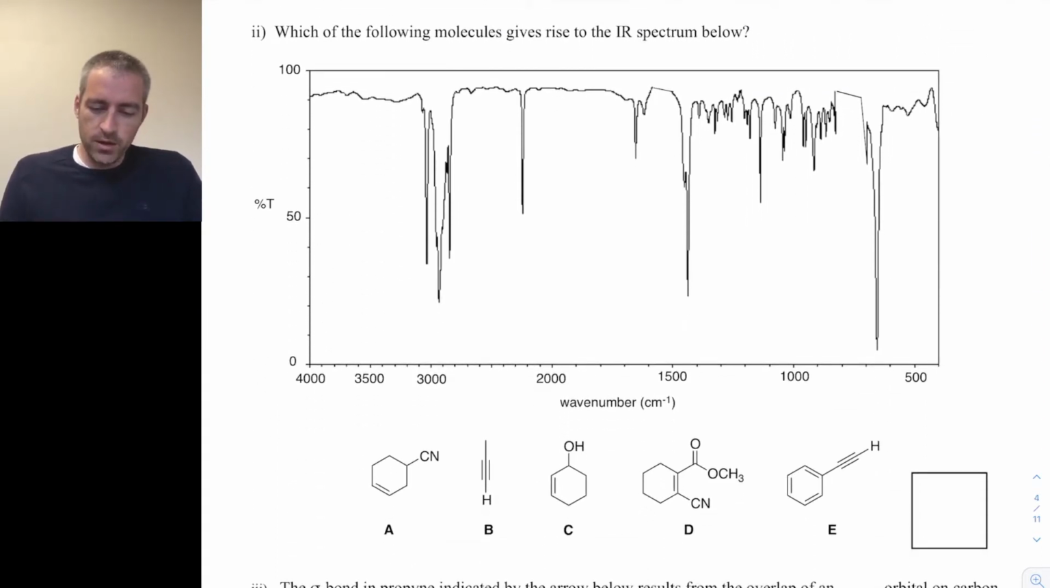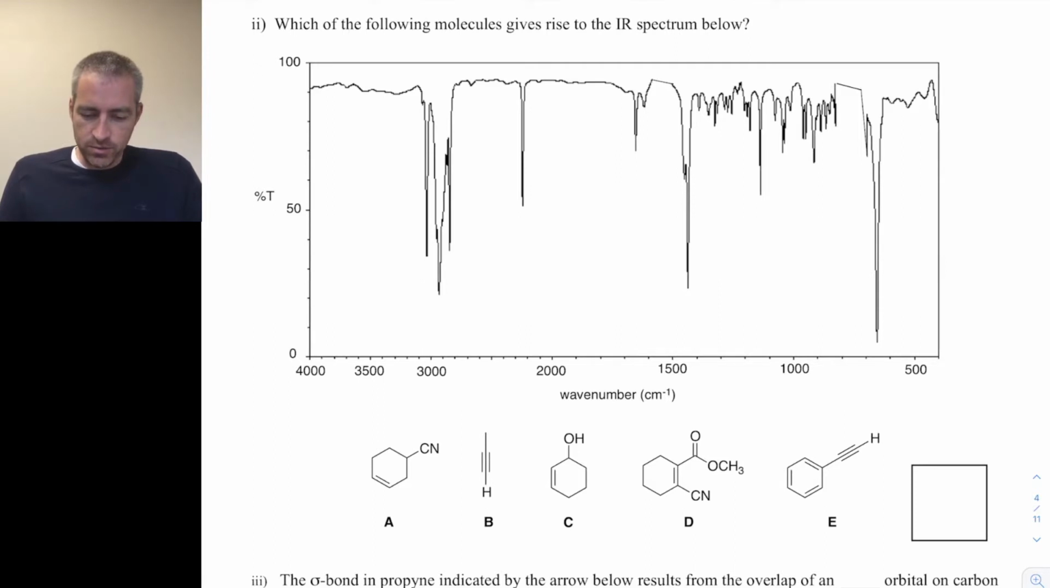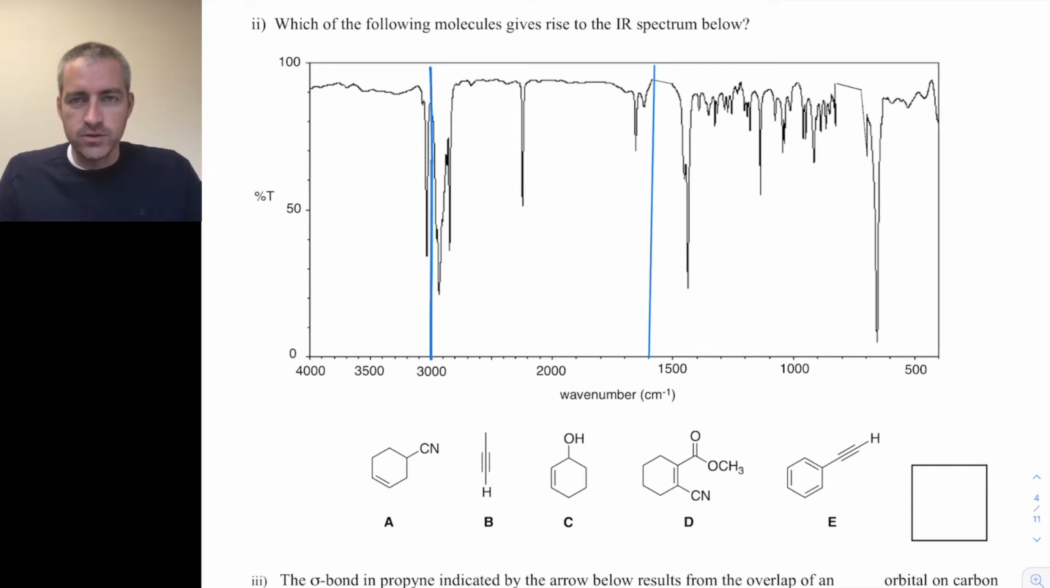Question 2, which of the following molecules gives rise to the IR spectrum below? So the way I'd handle IR spectroscopy questions is the first thing that I would do is draw a vertical line at 3000 and a vertical line at 1600. So if we go over to 3000 here, you can draw a vertical line that goes up like this. And if you start at 1600 and go up like that, you can see I've now got two straight lines. Everything to the right of 1600 is the fingerprint region, which we generally largely ignore.